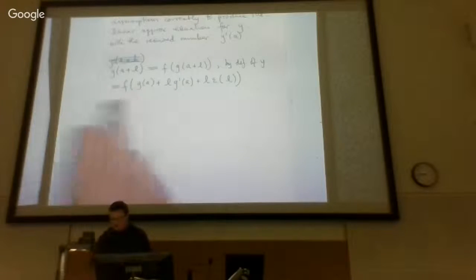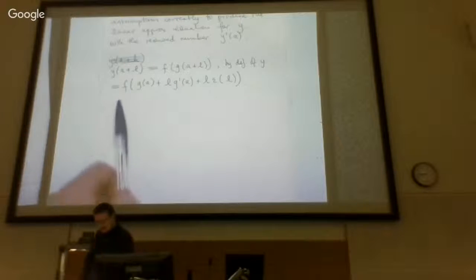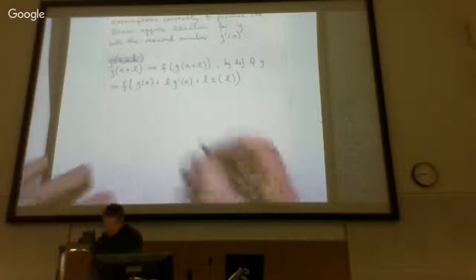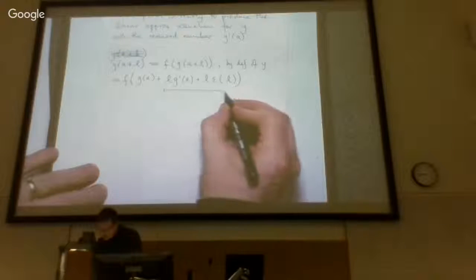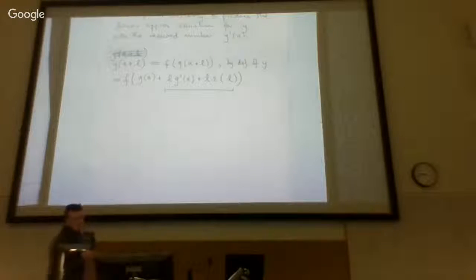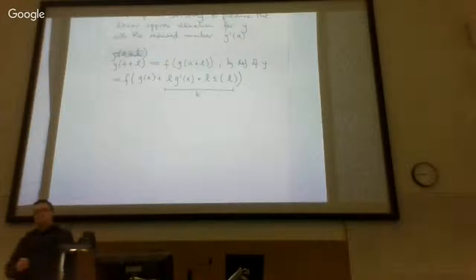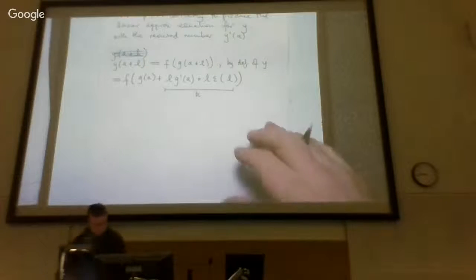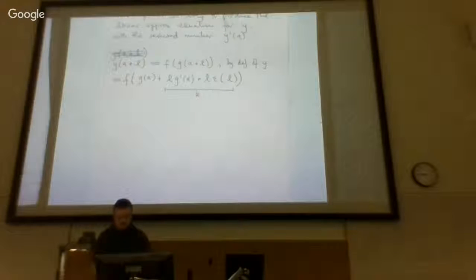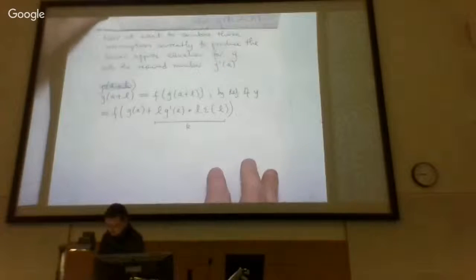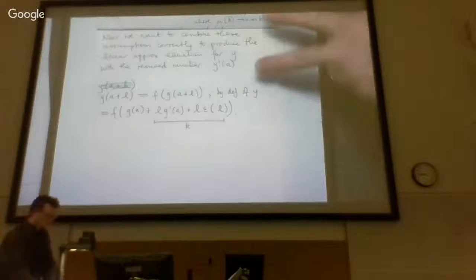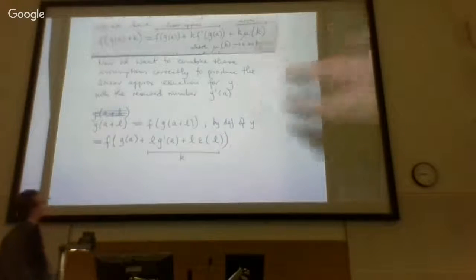Now I'm looking at f. What am I looking at now? Now I'm looking at f evaluated at the base point g of a plus this extra stuff here. This extra stuff here is going to be my k. Compare it up here with the linear approximation form for the function f. We wrote down a few lines ago.